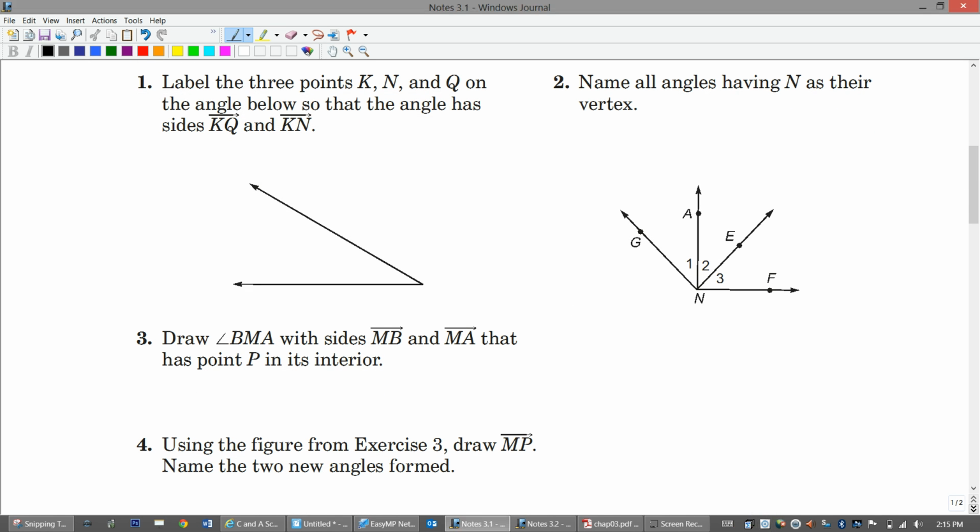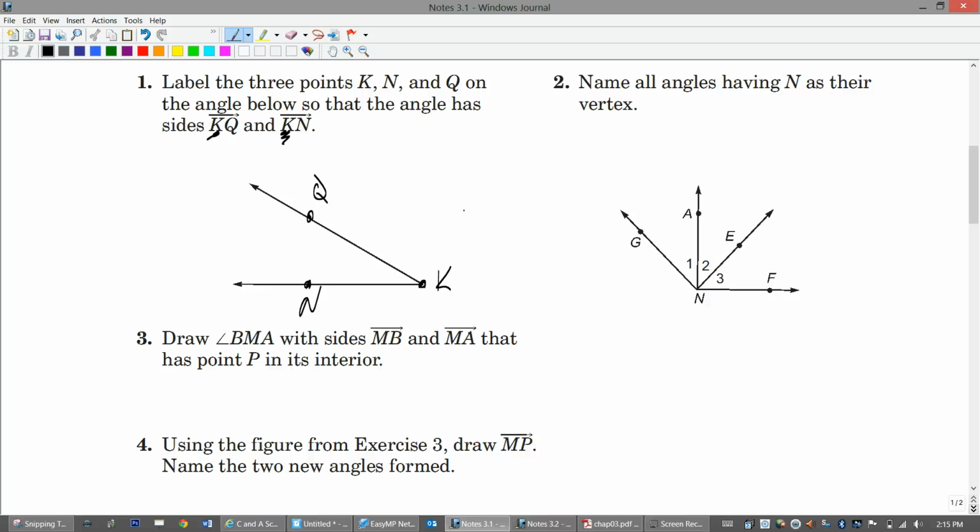Okay. The vertex, you're right, the vertex is K. First, because it's shared amongst both rays. Second, because it's the endpoint of both rays. Okay, and then the other 2, Q and N, it doesn't really matter where they go, as long as they go to opposite sides of the angle. That makes sense?